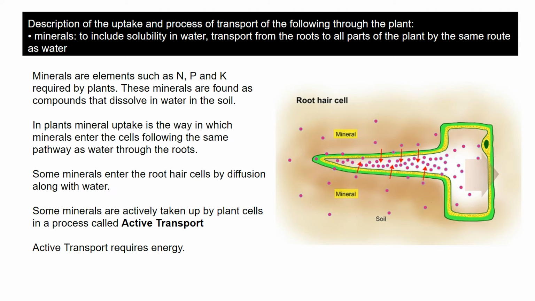Okay, so if you're looking at the diagram, the minerals in the soil are represented by these red dots. There's far more minerals inside in the roots. Okay, so the tendency for diffusion would be for the minerals to move out. But active transport brings even more minerals into the roots against their concentration gradient. So active transport requires energy.